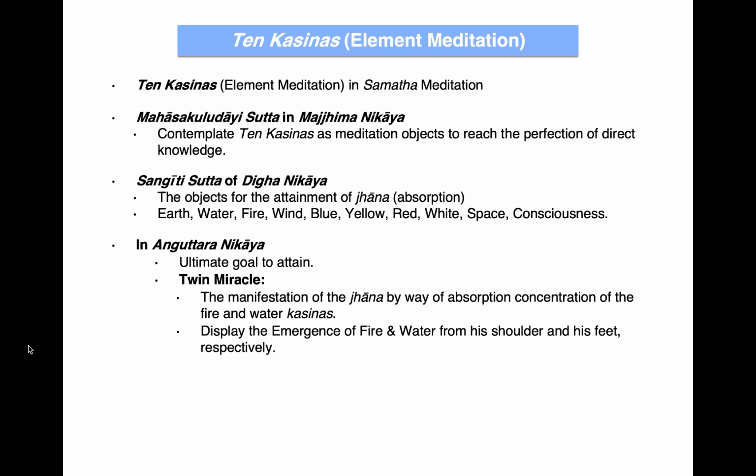In the Samgita Sutta of the Digha Nikaya, the ten kasinas are enumerated as earth, water, fire, wind, blue, yellow, red, white, space, and consciousness. In the Anguttara Nikaya, the ten kasinas are described as the ultimate goal to attain, and the twin miracle illustrates the manifestation of jhana by means of concentration on the fire and water kasinas.